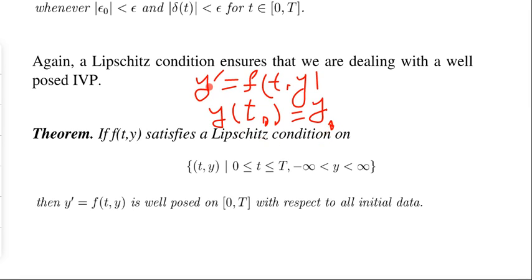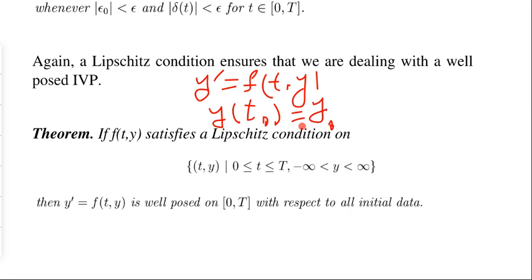If in this problem the right hand side function f satisfies a Lipschitz condition, then this problem will be well posed and the solution will be stable. This is a very interesting theorem. In this theorem, we have just this hypothesis: a Lipschitz condition for the right hand side function in our ODE.